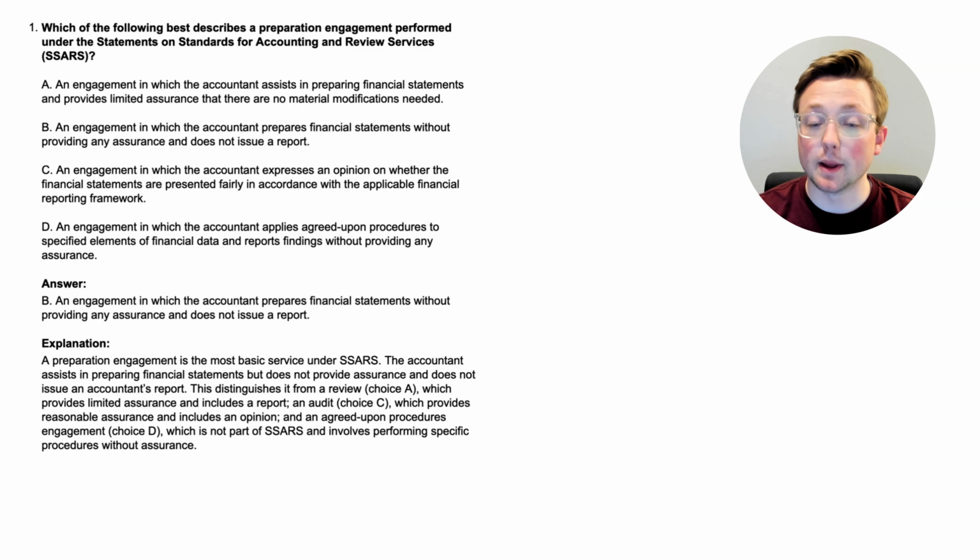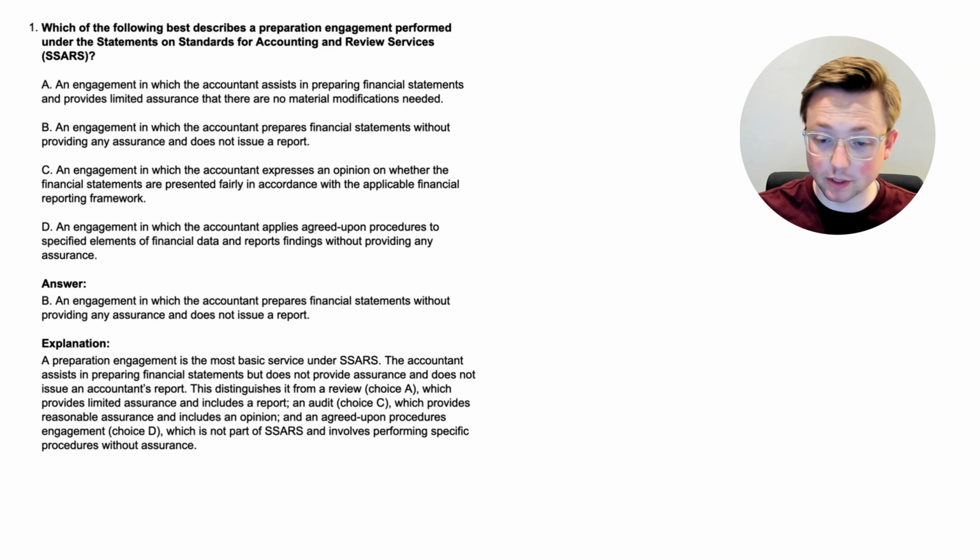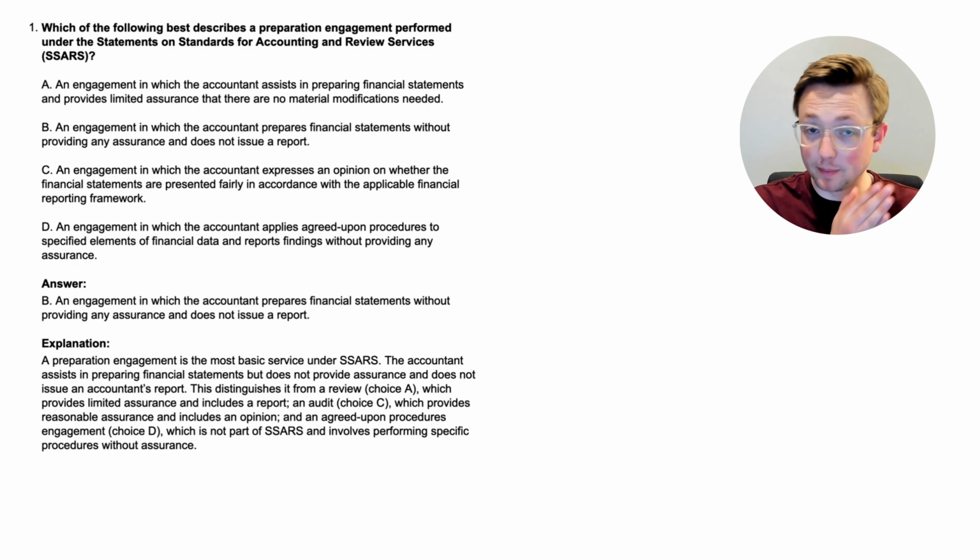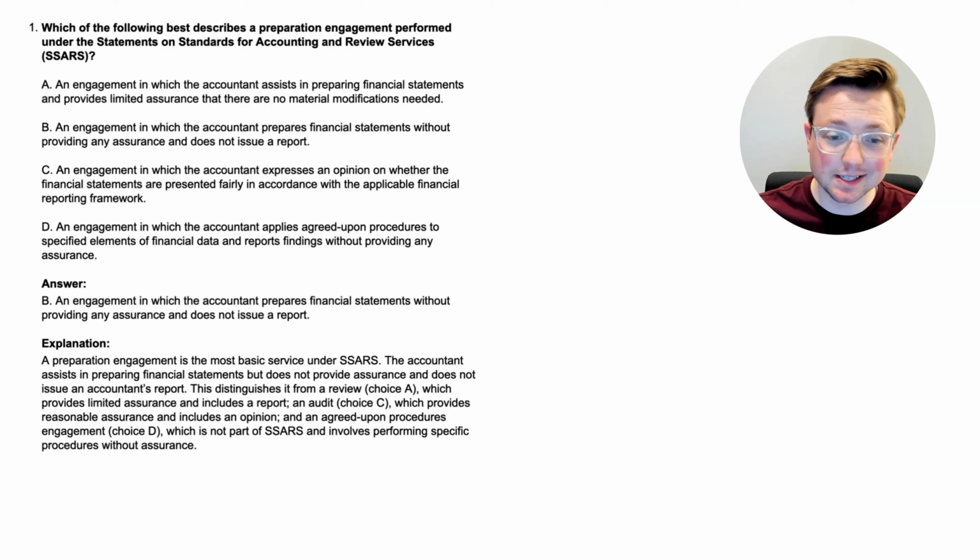This distinguishes it from a review, which was choice A, which provides limited assurance and includes a report. And it distinguishes it from an audit, which was choice C, which provides reasonable assurance and includes an opinion. And that's the big thing in audit, but what we're talking about right now is different. And an agreed upon procedures engagement, which was choice D, is not part of SSARS and involves performing specific procedures without assurance. So again, we just learned what a preparation engagement is. Essentially, it's just the accountant preparing financial statements without providing any assurance, and they're not issuing a report.